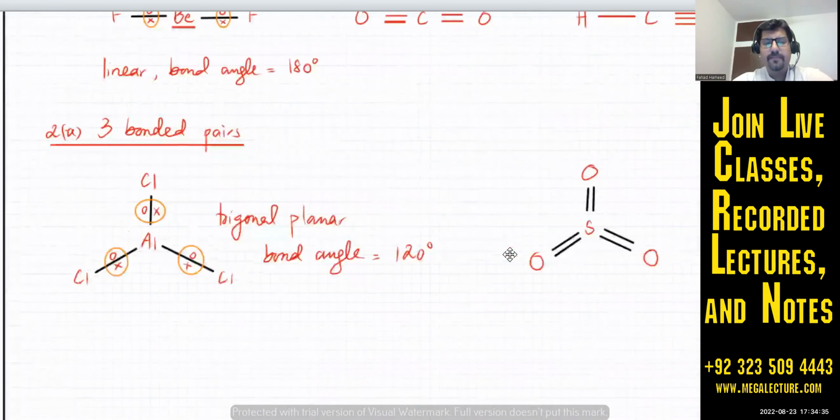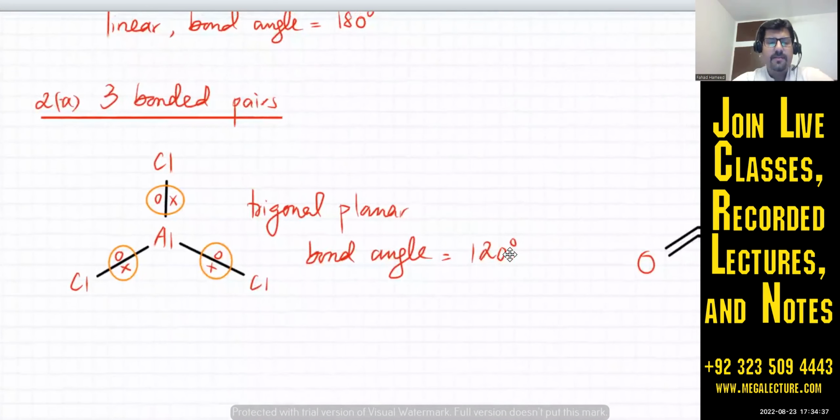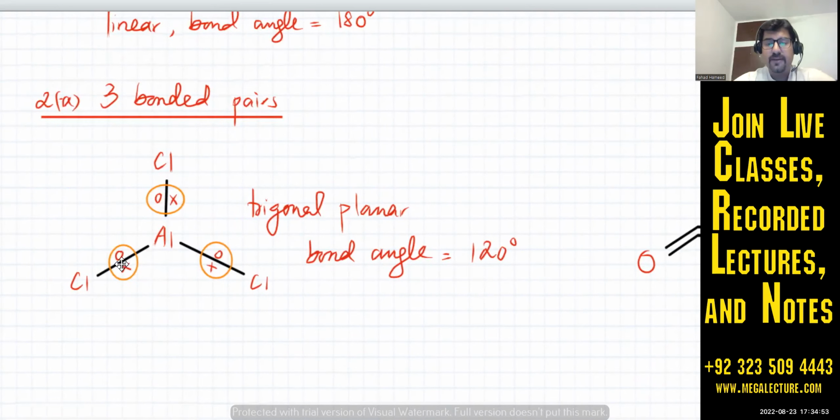I remember the bonds, that's easy to find out. How do I know that there are no lone pairs? The way you know is that aluminium is group 3. That means it's got 3 valence electrons. One electron involved over here, one over here, one over here. So there is no electron left. So there is no lone pair.